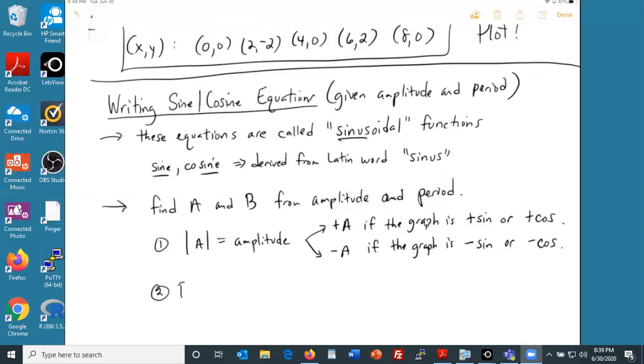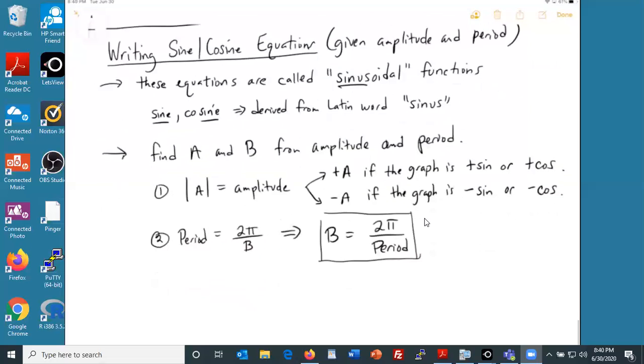And also remember that the period is 2 pi divided by b. Here we're trying to find A and B, so it would be helpful if we rewrote the equation to get B. It actually ends up being 2 pi divided by the period. So you can interchange period and B, and solve for B given the period. You would just do 2 pi divided by the period, and that would give you the B value of the equation.